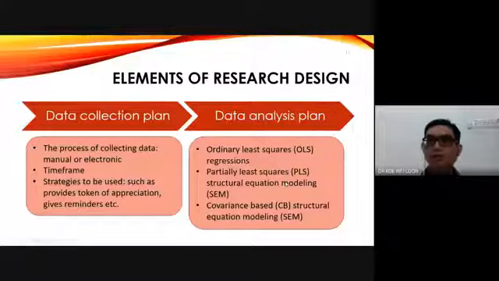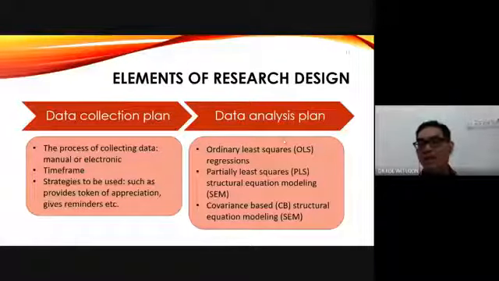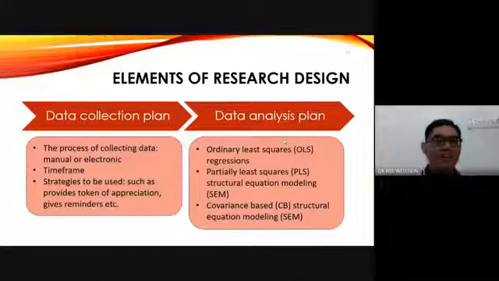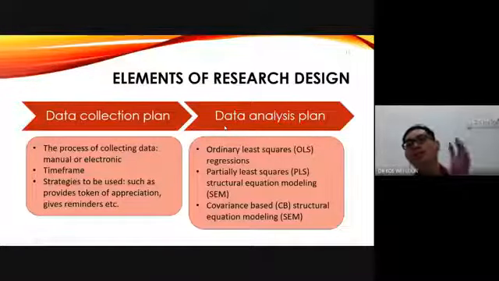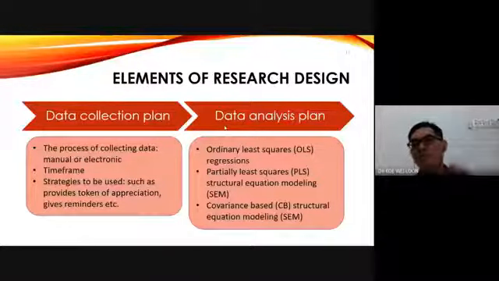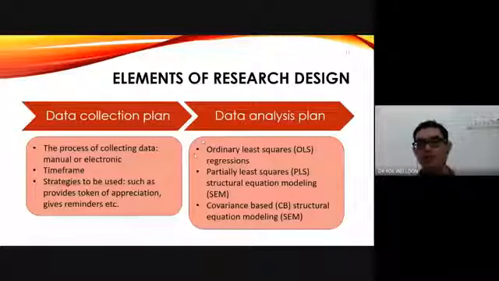So in answering which types of analysis that you should perform, it depends on the data that you collect. It is not whether this analysis is the current trend or it is not the current trend. No, it depends on the data that you collect. Okay, so these are the basic elements or the important elements that you should have in your research design.